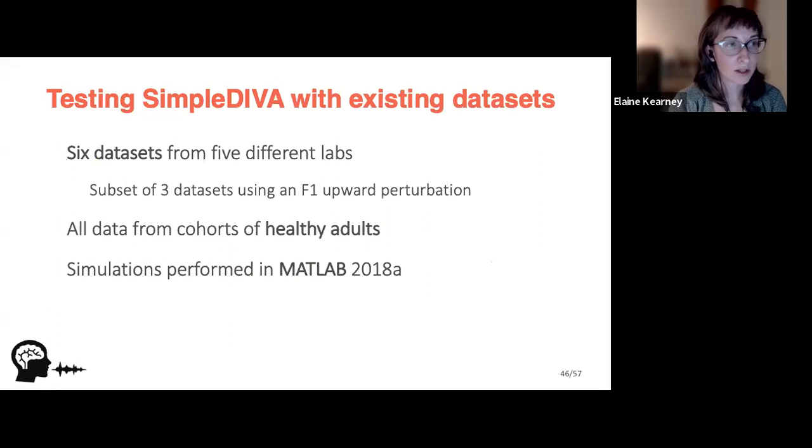In our paper, we did include 6 data sets from 5 different labs. But in the interest of time today, I'm not going to go through all 6. I'm just going to show you a subset of 3 data sets. All of these data sets used an F1 upward perturbation, like was in our example. All of the data were from cohorts of healthy adults, and the simulations were performed in MATLAB 2018A.